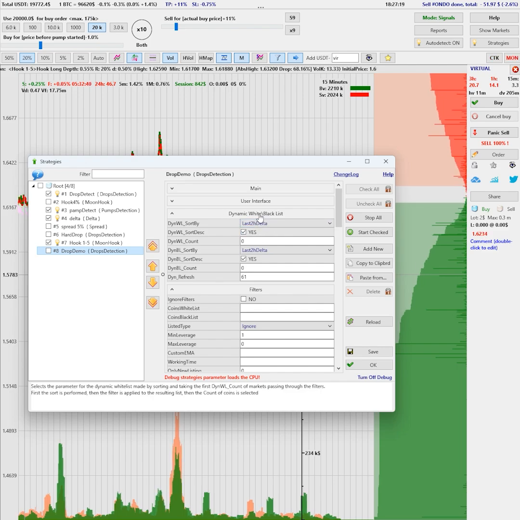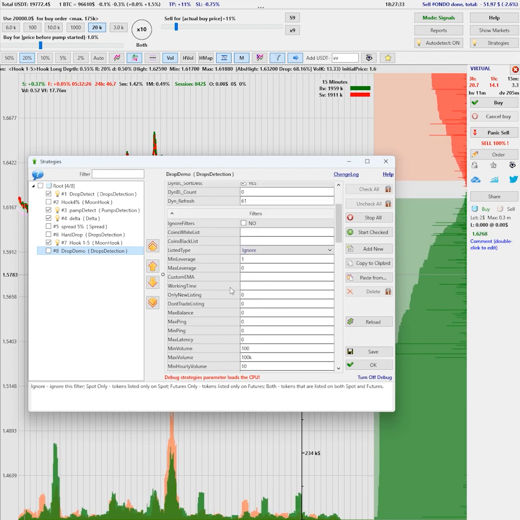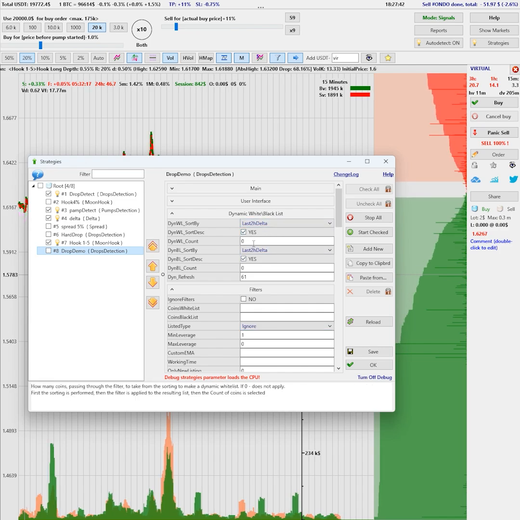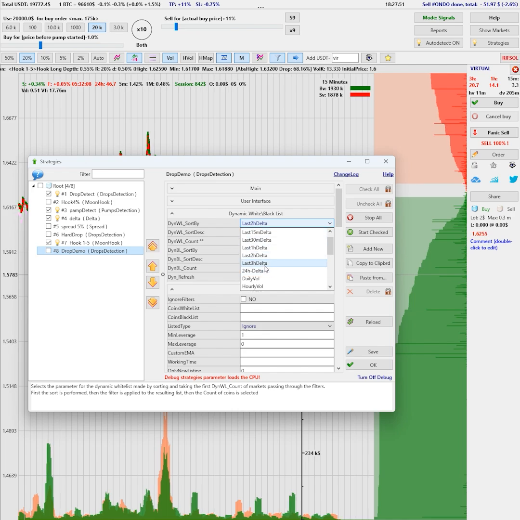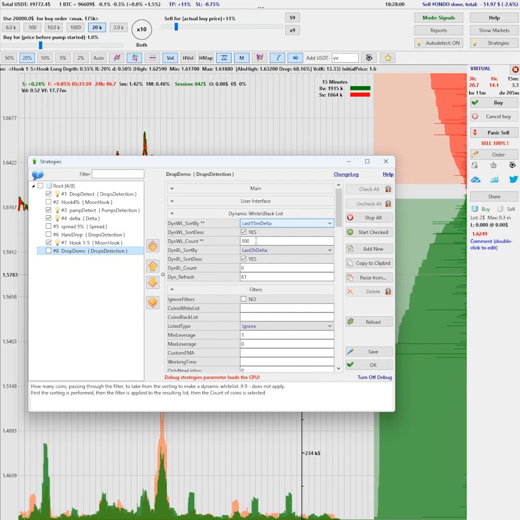Dynamic white and black list. This is a brand new feature in the latest version of Moonbot. It has not been there before, but essentially it does a certain cutoff of how many coins. So for example, let's say inside of filters, you set up filters in a way where 200 coins pass the filters at any given time. Using this, you can say whitelist count 100. Then you sort this by, let's say, 15-minute delta, descending. So you will take the 100 coins with the highest 15-minute delta, and it will only focus on those.